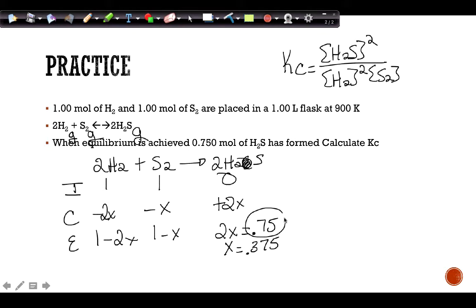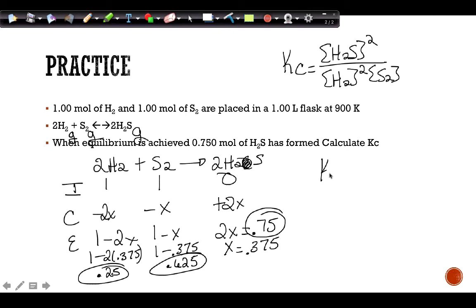So now with these little mini equations, I can go back and solve for the equilibrium concentration. Remember, this is the equilibrium concentration here, not this. Okay, so 1 minus 0.375 would give me 0.625. And then 1 minus 2 times 0.375 would give me 0.25. Okay, so now I have the equilibrium concentration of all 3 things.